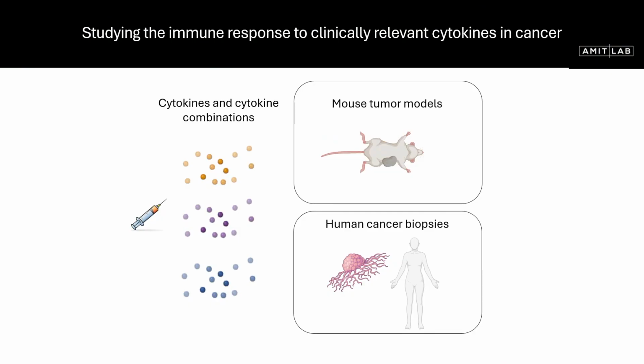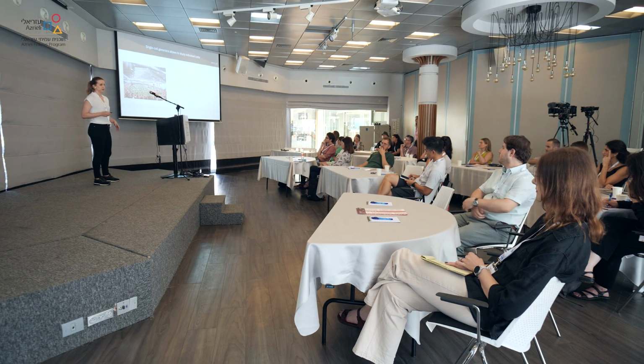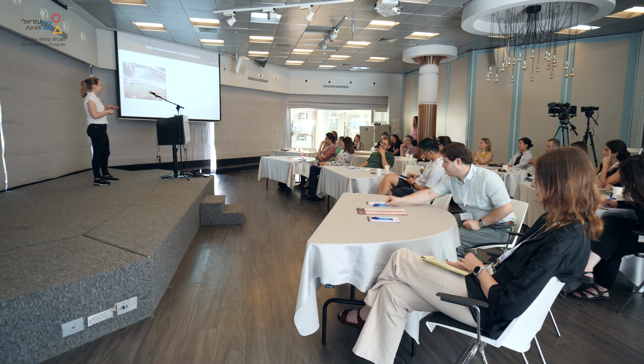I am using mouse tumor models and also human cancer biopsies, which I treat with cytokines and cytokine combinations to answer these questions. I'm using a method or a group of methods called single-cell genomics, which allow to study individual cells. You have to imagine that before this method occurred, we had to study this whole field as one. So we couldn't really discriminate between the effects on individual cell types.